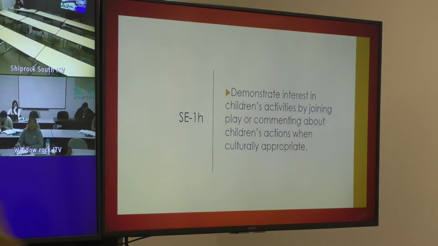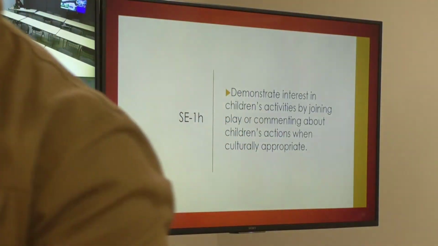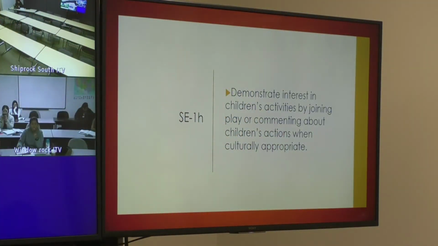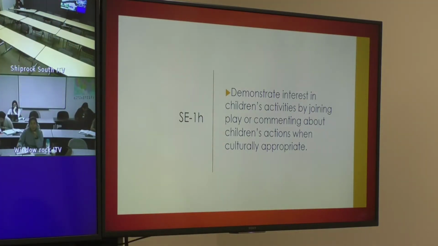So now, demonstrate interest in children's activities by joining play or commenting about children's actions. One of the biggest things is, as we're learning this, joining in. How many have ever played Legos with a child? How many are willing to say, you know what, I'll send you to the movies and just watch the movie and just get away from me? Which one do you think is going to be more meaningful to the child?